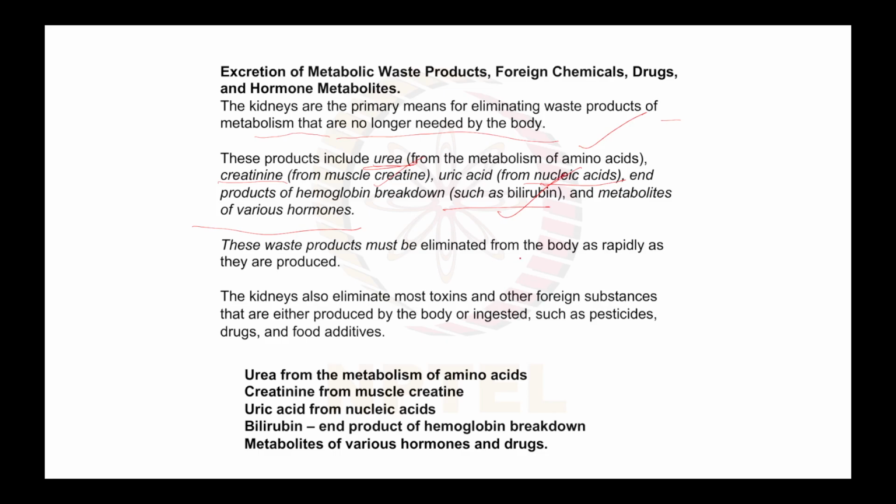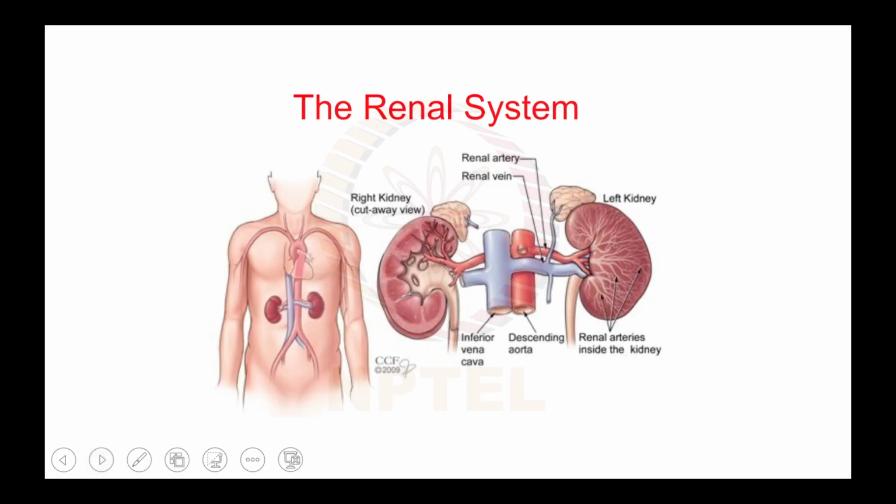These waste products must be eliminated from the body as rapidly as they are produced. The kidney also eliminates most toxins and other foreign substances that are either produced by the body or ingested, such as pesticides, drugs, or food additives. So this is the list: urea from amino acids, creatinine formed from muscle creatine, uric acid from nucleic acid breakdown, bilirubin from hemoglobin breakdown, and metabolites of various hormones and drugs. These are the things removed by the kidney through the filtration of the blood.